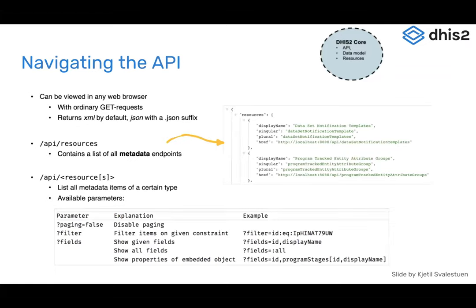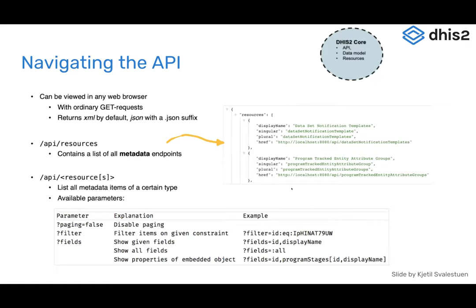To navigate through the API, there are a few different ways to do that. One of the main ones I would say is actually just going to the documentation, docs.dhis2.org, I'll show that in a minute. But you can also do some navigation through the API itself. So if you go to /API/resources, it will list all of the metadata endpoints that are available in that system.